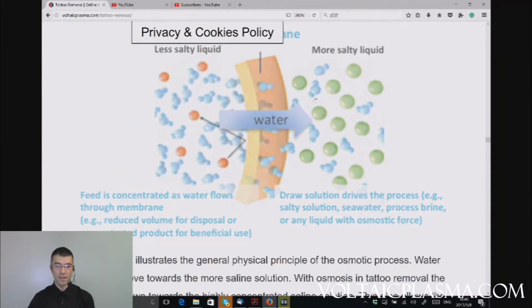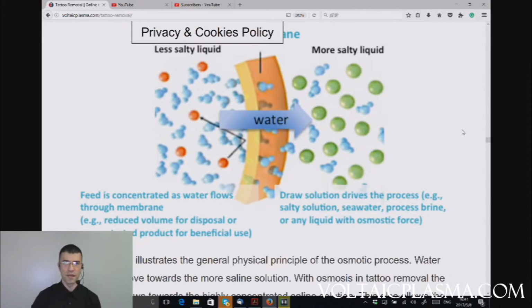Now, this is the osmosis. What we're doing when we apply salt inside the tattoo, we are drawing the particles, the broken particles of the pigments of the tattoo towards the salt, therefore towards the surface of the tattoo. And then when the crusting, the scabbing takes place, the tattoo is less bright than it was before.